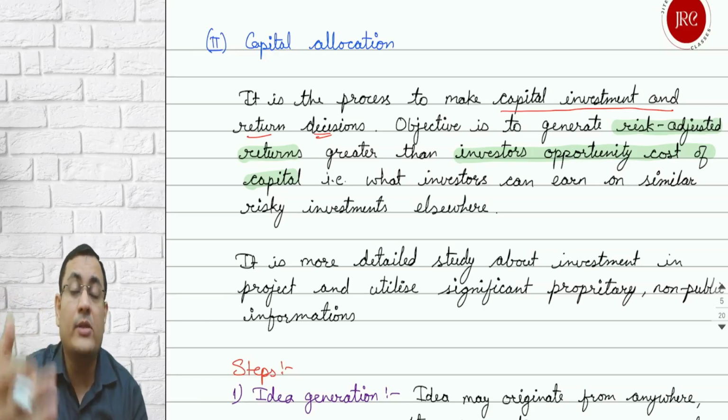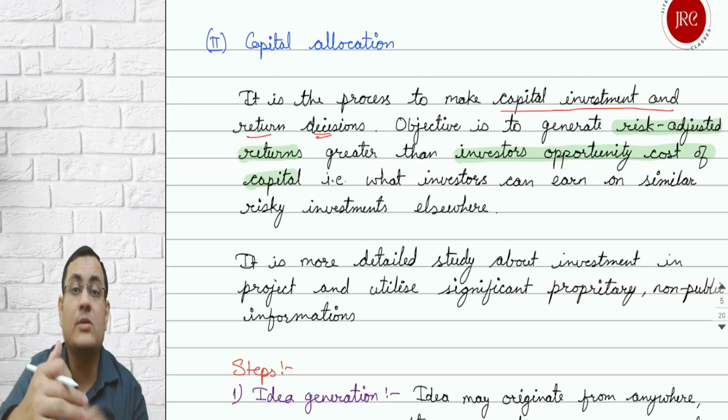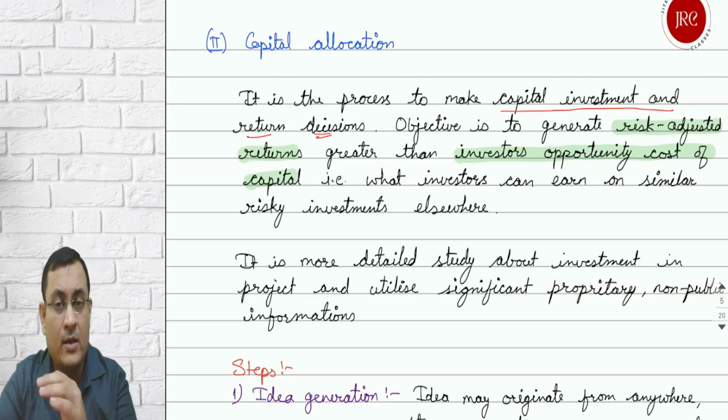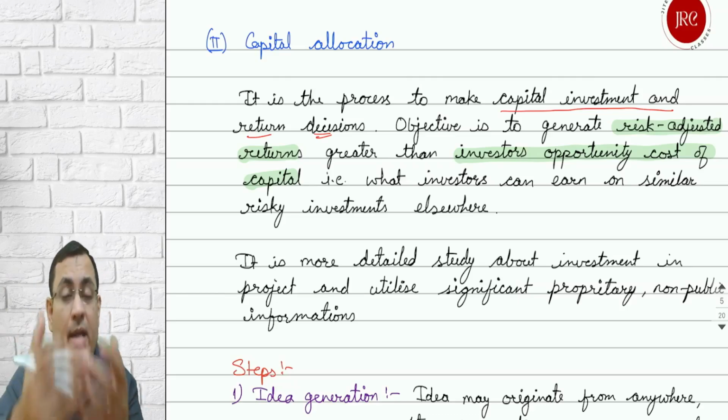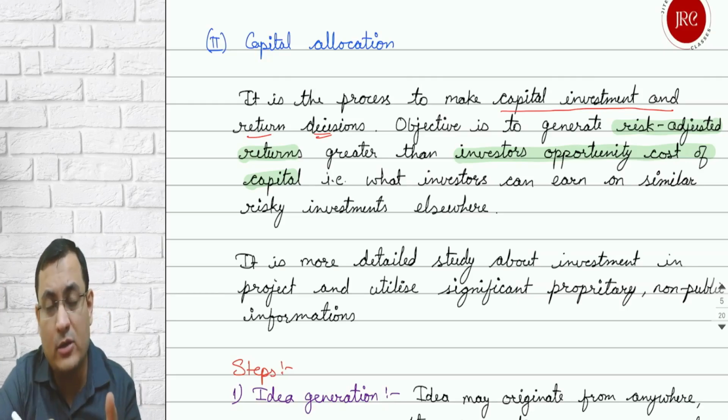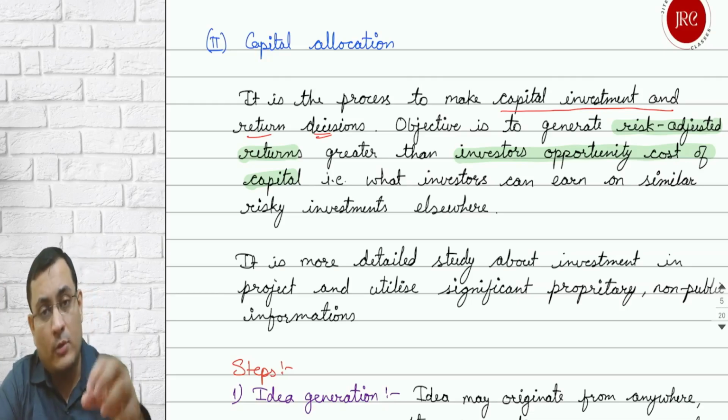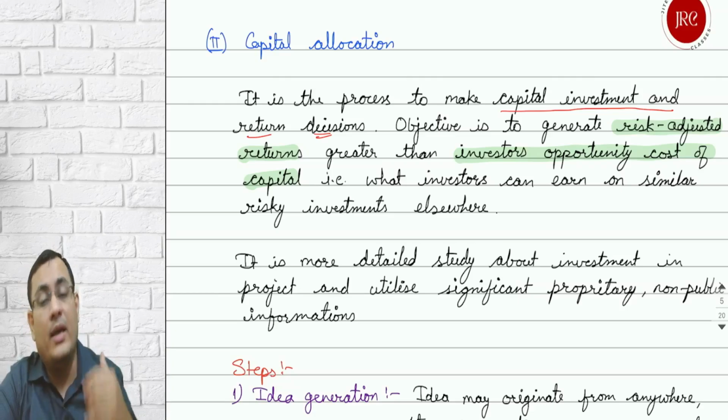And why are investors asking for return? Because they are going to generate return from another opportunity, so they are asking return from your project also, or your company also. So the objective is to generate more than what they are asking.